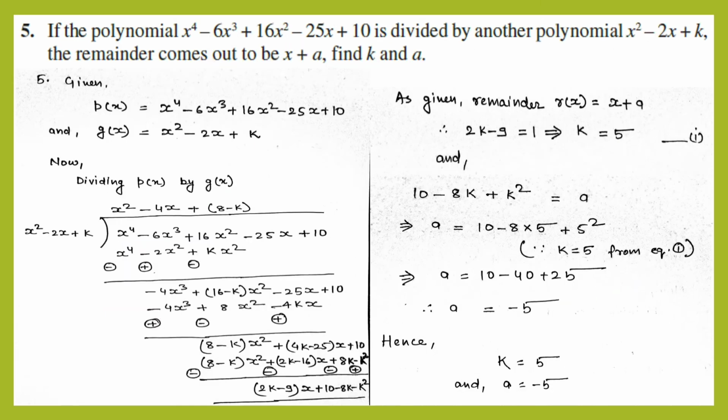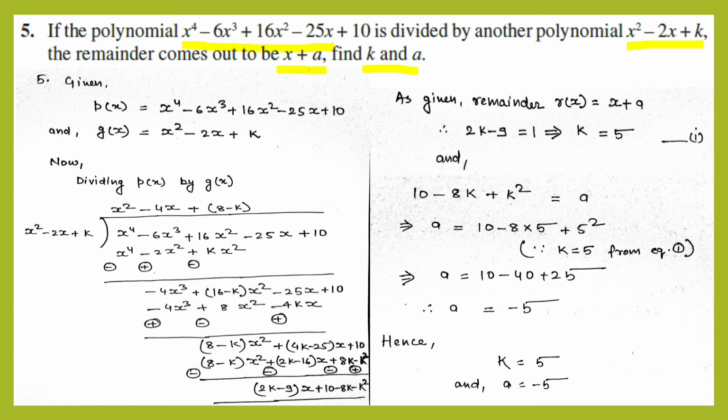In the fifth problem, we are given a quartic polynomial. When this quartic polynomial is divided by a quadratic polynomial, x squared minus 2x plus k, the remainder comes out to be x plus a. Then we have to find out the value of k and a.